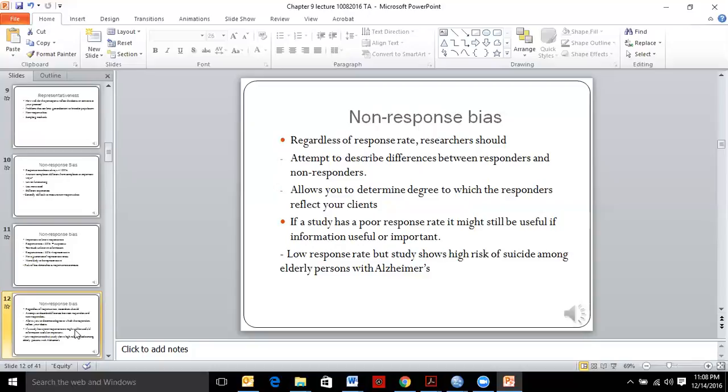However, if a study has a poor response rate, that does not mean it's unworthy. It can be used in some situations. For example, here, a low response rate in one study shows a high risk of suicide among elderly persons with Alzheimer's. So this is a very important, critical finding, although the response rate was not high.